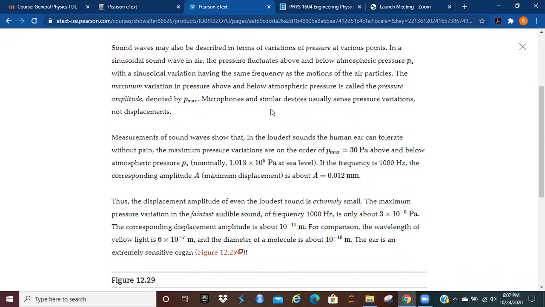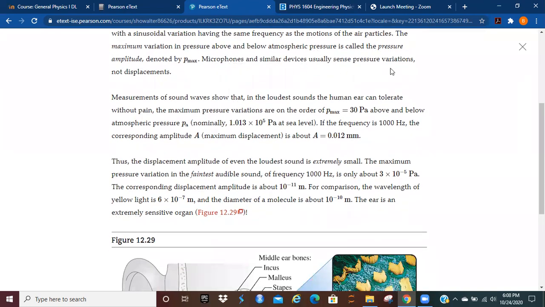Sound waves may also be described in terms of variations of pressure at various points. In a sinusoidal wave in air, the pressure fluctuates above and below atmospheric pressure, with a sinusoidal variation having the same frequency as the motion of the air particles. The maximum variation in pressure above and below atmospheric pressure is called the pressure amplitude, or Pmax. Microphones and similar devices usually sense pressure variations and not displacement.